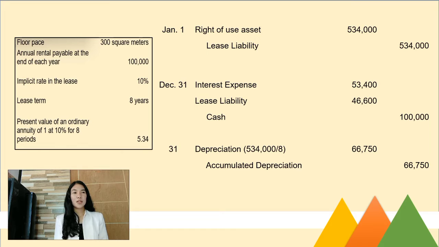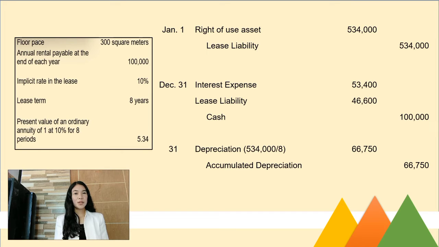On December 31 naman, we debit interest expense amounting to 53,400. We debit as well the lease liability amounting to 46,600. Then we credit cash amounting to 100,000. Yung interest expense, nakuha natin siya by simply multiplying our lease liability by the implicit rate in the lease, which is the 10%. Then yung lease liability naman, iyon yung principal natin.